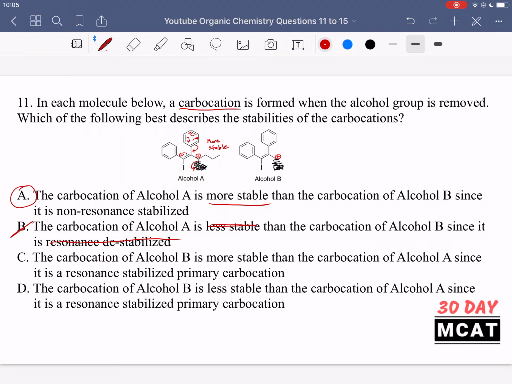C, the carbocation of alcohol B is more stable than the carbocation of alcohol A since it is a resonance stabilized primary carbocation. Once again, incorrect, because it's saying B is more stable than A. That part is incorrect. And then it's saying that A is a resonance stabilized primary carbocation. That's incorrect. First of all, A is not a primary carbocation, it's a secondary one. B is the one that's a primary carbocation.